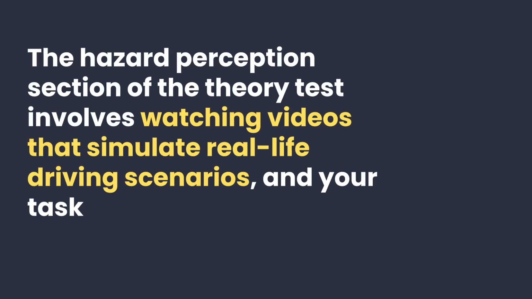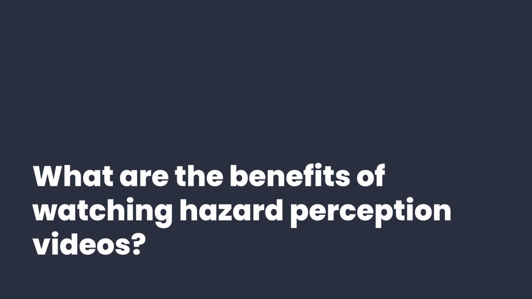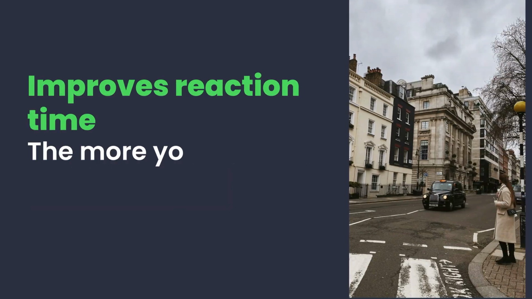The next option you have is hazard perception videos. The hazard perception section of the theory test involves watching videos that simulate real-life driving scenarios, and your task is to click when you spot a developing hazard. You can find these videos on theory test websites, apps, or even on platforms like YouTube. So what are the benefits of watching hazard perception videos? Firstly, it improves your reaction time.